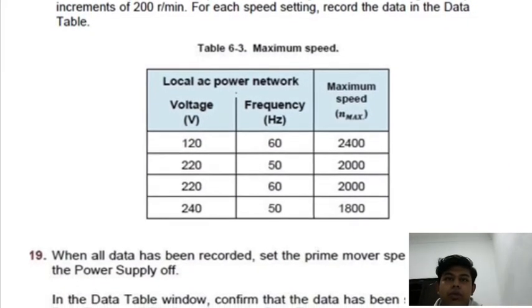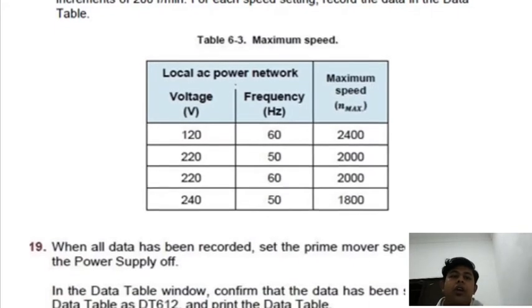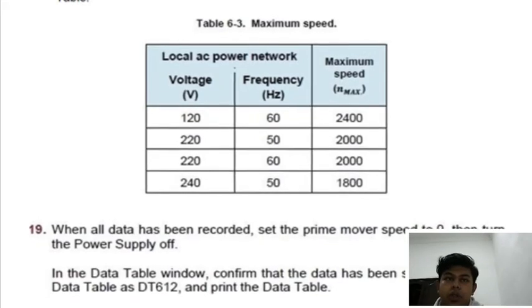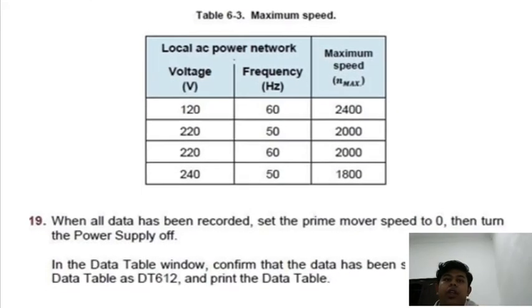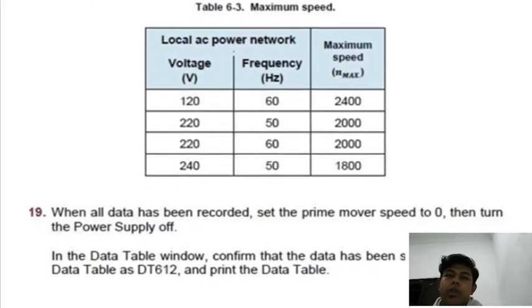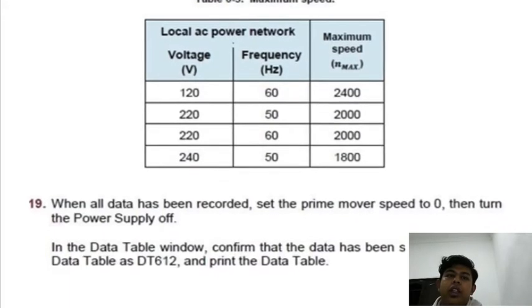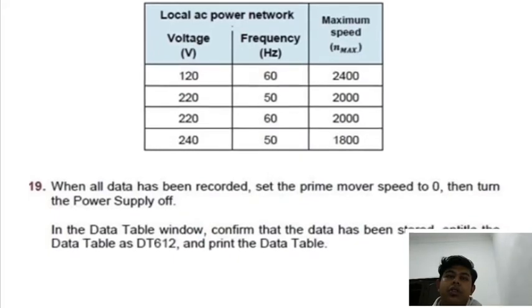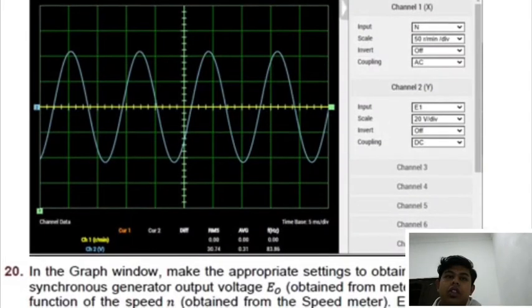So the table will be shown. Okay, next. When all data have been recorded, set the prime mover speed to 0, then turn the supply off. In the data table window, confirm that the data has been stored, entitle the data as DT612, and print the data table. So this is the graph.